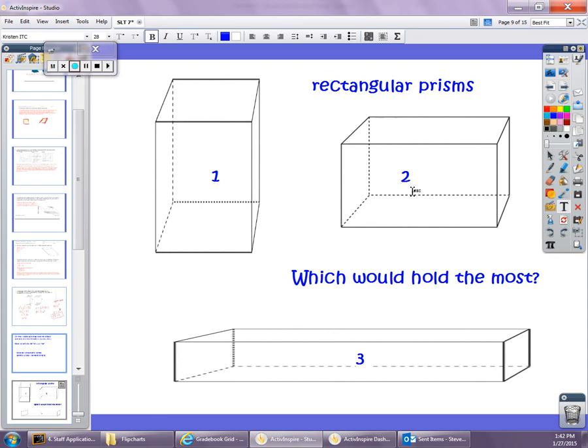Here are 3 rectangular prisms. This one looks to be actually a square prism, but which one do you think would hold the most? Go ahead in your groups and decide 1, 2, or 3. And when you're done, go ahead onto play it, and then go on to the next slide, and then you could actually compute and see if you were right.